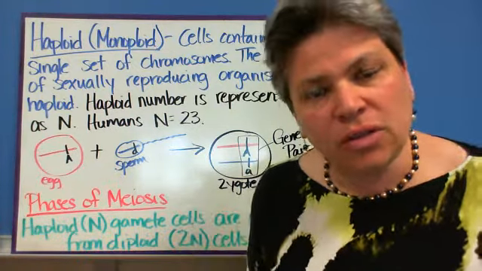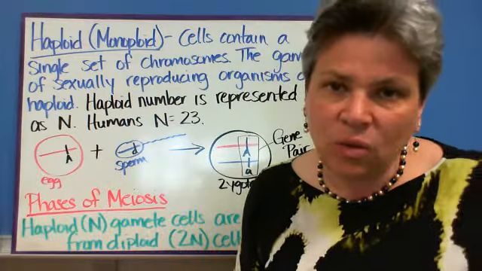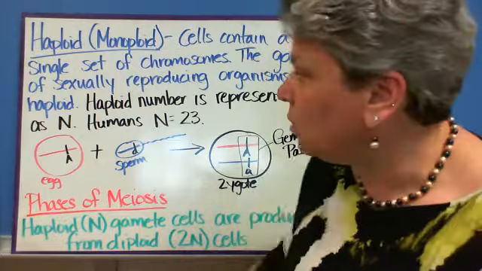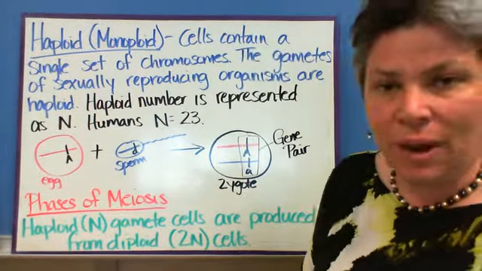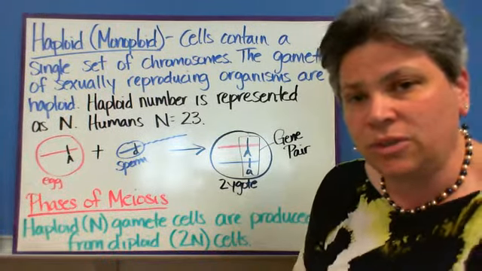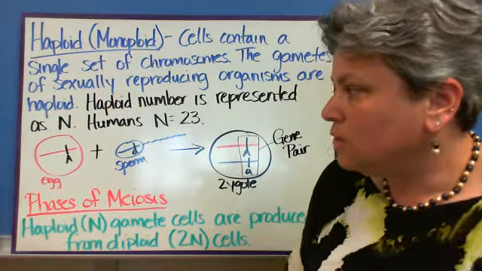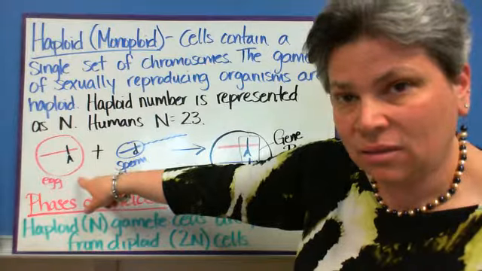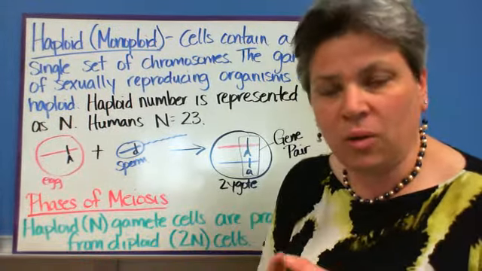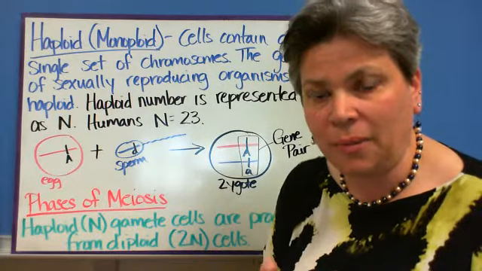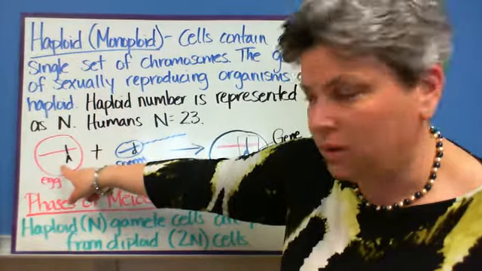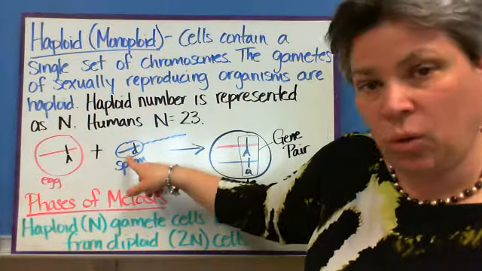So if all of our cells have 46, then I can only pass on 23 chromosomes to my offspring. The haploid number is represented as N, and for humans, we said N is equal to 23. So if I take my egg cell that has one chromosome now, remember that homologous pair of chromosomes got split up when I made the egg and the sperm. So I have one chromosome now here, and then my sperm has one chromosome.